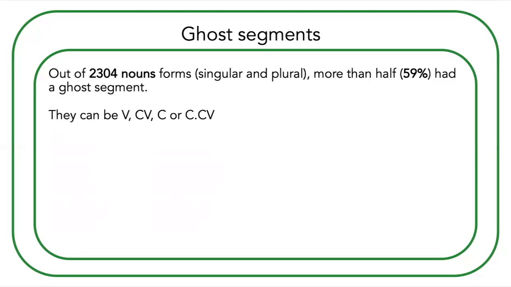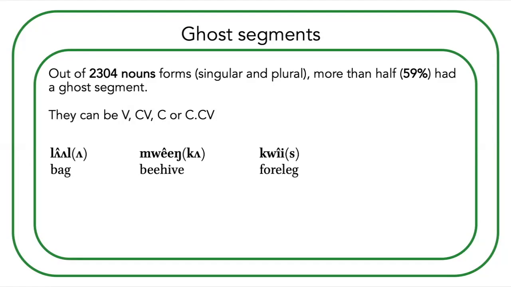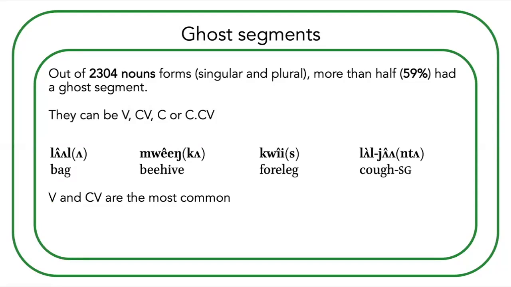In Sengwer, they can be, as we have seen, V, CV, C, and CCV. So a single vowel, an open syllable with a short vowel, a single consonant, or a coda plus a CV syllable. So I have some examples here again. We have lol for bag. We have beehive, just to show you a bit more different shapes of nouns, which has a CV syllable. We have foreleg, which has an S, a consonant. And we have the singular suffix ya, which has a CCV ghost segment. V and CV shapes are the most common.